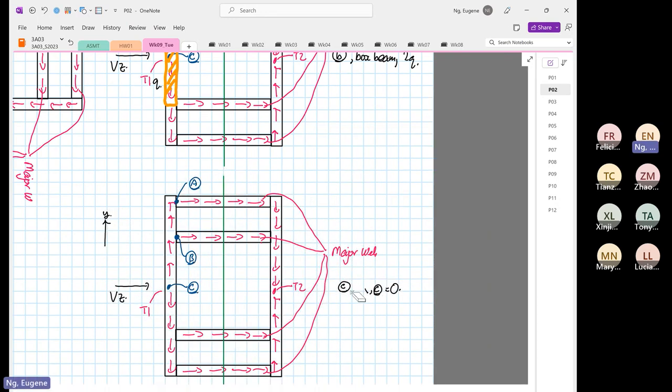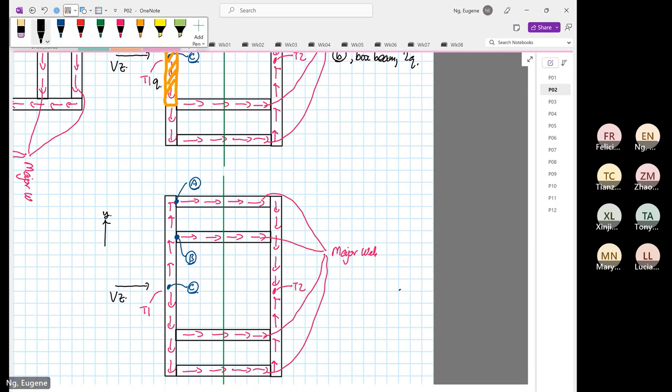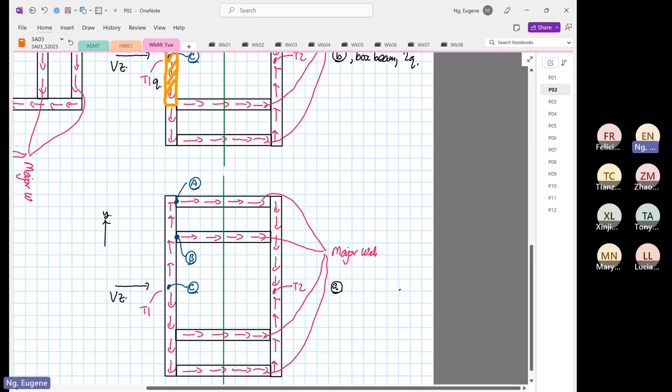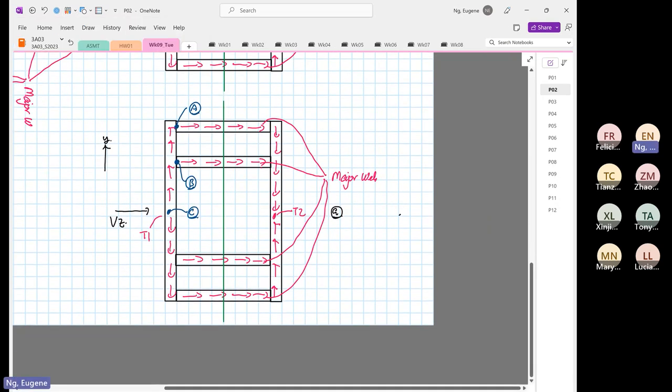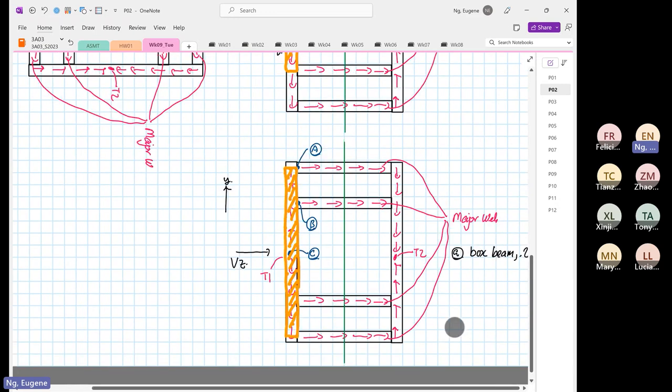right? If we want to look for point A now, the area considered is where the point stops. So this is the area of point A. So this is the area we consider. So this is still a box beam, and it's still 2Q.